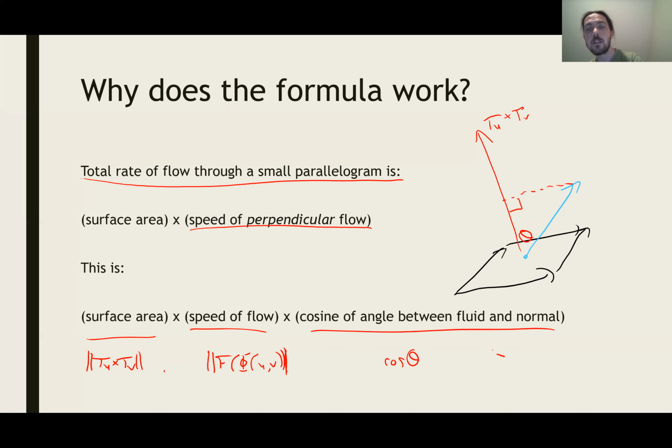This product of these three things is precisely the dot product of our vector field with the normal. That's why the formula works: all these contributions come together in this magical way and give us a much simpler formula than we might initially expect.